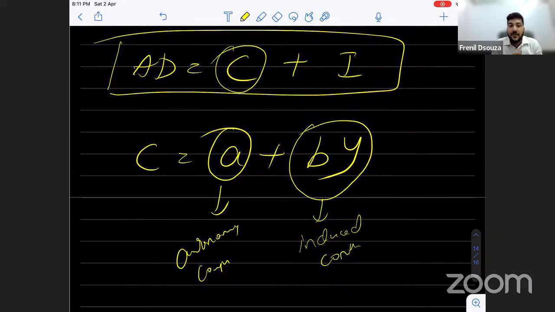So for every living being, there is some constant, and there is autonomous consumption, that is, whether I earn or not, I need certain things such as food, shelter, and clothing. All these things are required. You can call them necessities as well. So whether you earn or not, whether you have income or not, certain things will definitely be consumed by you. That is nothing but A.